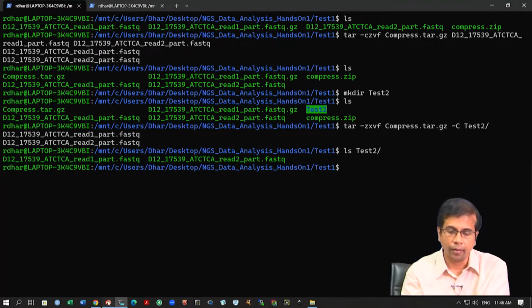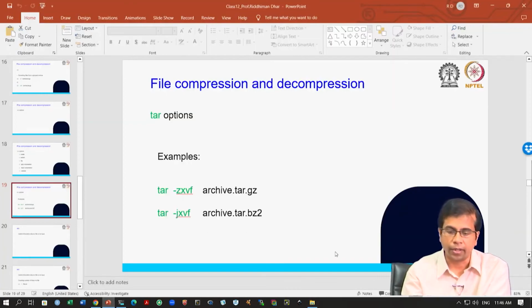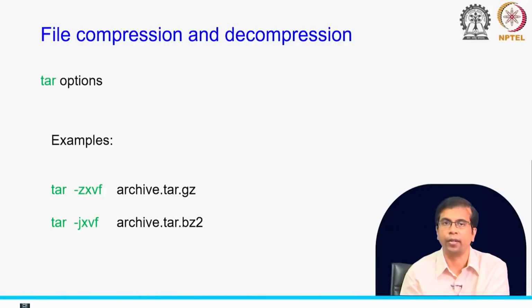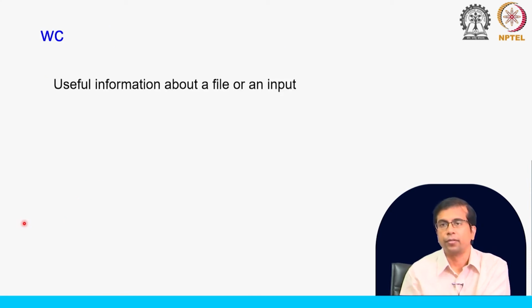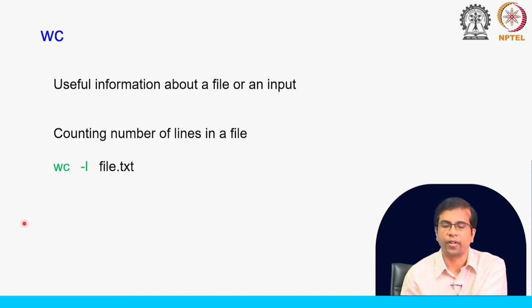Okay. So, let us now go back to the presentation and discuss a few more commands that could be useful in many cases when you are analyzing NGS data. The one command that we use is called the WC command. This gives you a lot of useful information about a file or an input. We can use it for a variety of applications, but I will talk about only two applications in this case. That will be very useful for you probably.